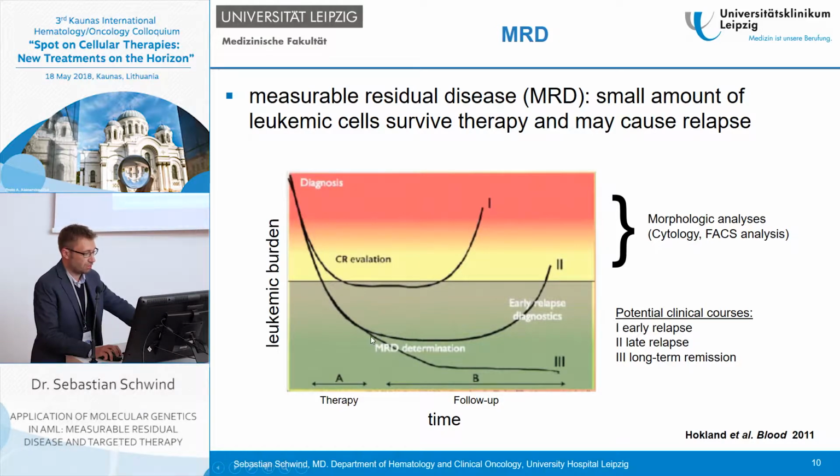You can go more sensitive, and you can detect relapse earlier, and you may even detect patients that are in molecular complete remission. So with the help of measurable residual disease, you can predict potential clinical courses like early relapse, late relapse, or long-term remission. And that will help in the future to guide treatment.